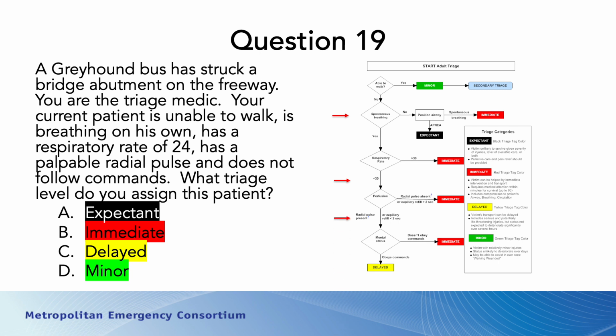perfusion. The patient has a radial pulse, so we're going to drop down again to the next diamond, which has to do with mental status, and the patient does not follow commands. So working our way down the algorithm, the patient does not follow commands, so he becomes assigned an immediate category on the triage tag.